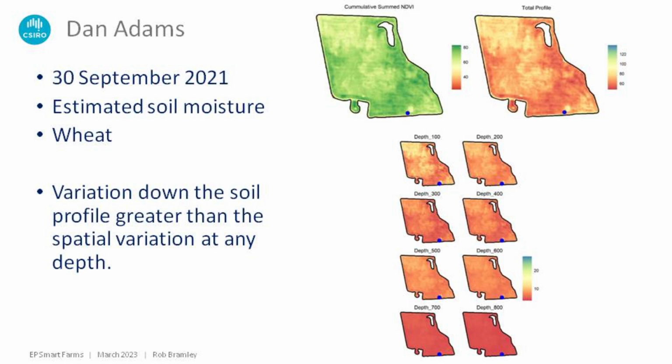But pretty much everywhere and every time that we've done this, the variation in moisture on any given day down the profile is greater than the spatial variation within the paddock. So that raises a question in my mind as to whether or not knowing about that spatial variation necessarily helps inform a decision made at a given point in time. So that was the more complicated way of doing it.